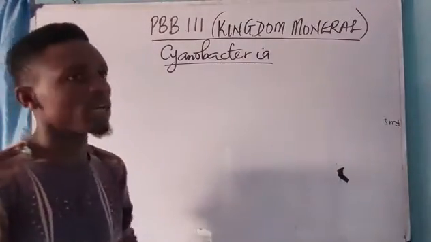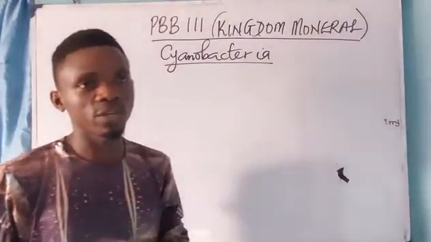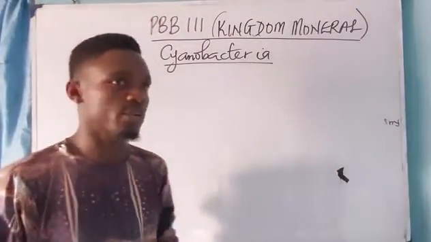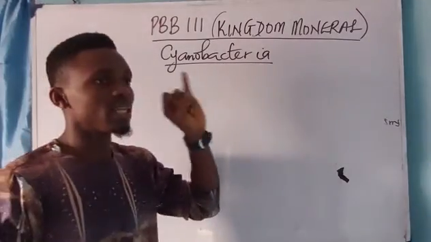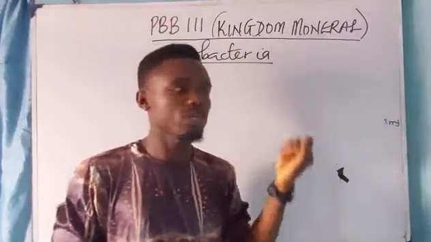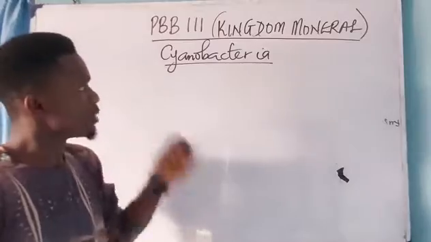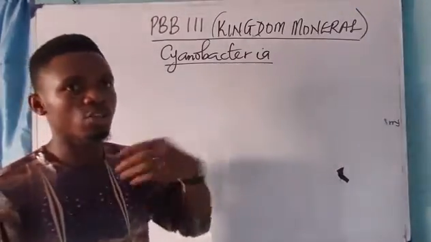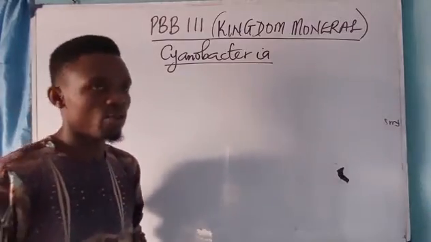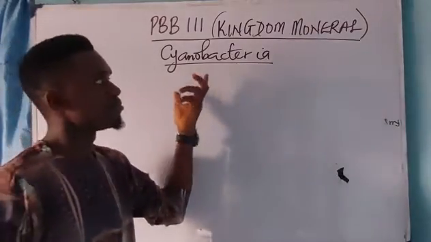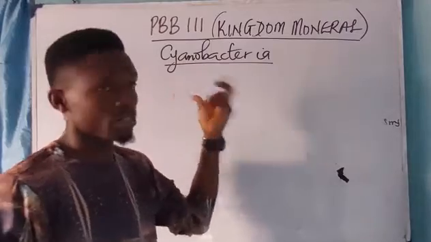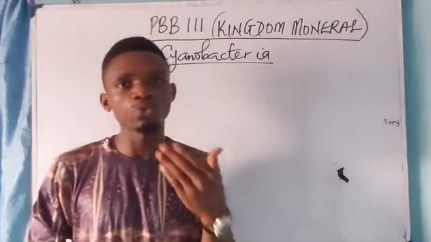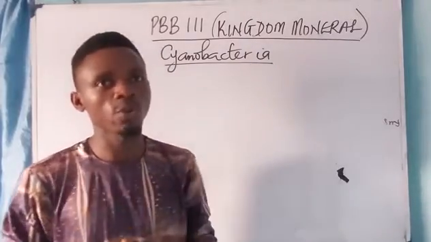These bacteria possess similar characteristics with other bacteria, in that one, they lack a well-defined nucleus, and two, they lack membrane-bound organelles. Those are the two things they share in common with other bacteria. However, these cyanobacteria have the ability to produce their own food through a photosynthetic or holophytic process.